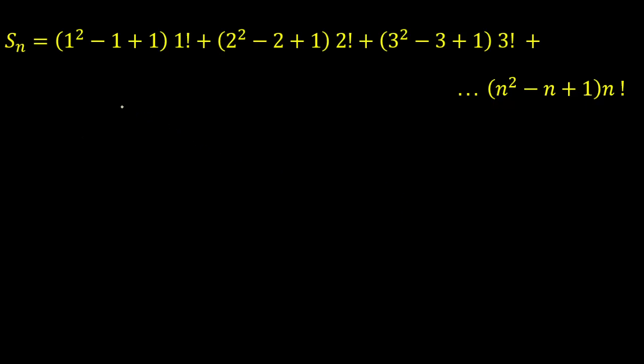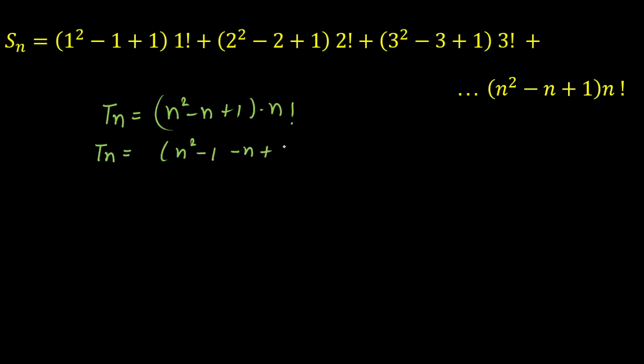So here our nth term was t of n is n square minus n plus 1 into n factorial. Now I'll do one thing here to break this into two terms. I'll write t of n as n square minus n plus 1 plus 1. Now as you can see, I have extra added one and I have subtracted one. Now I'll do one thing.